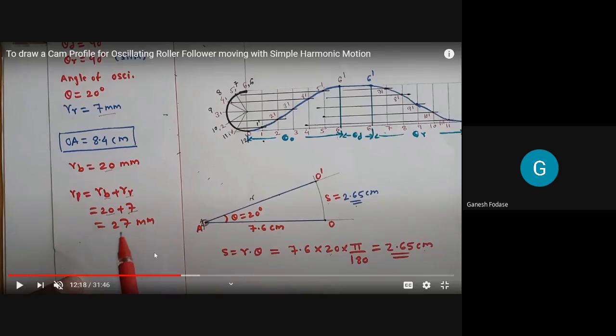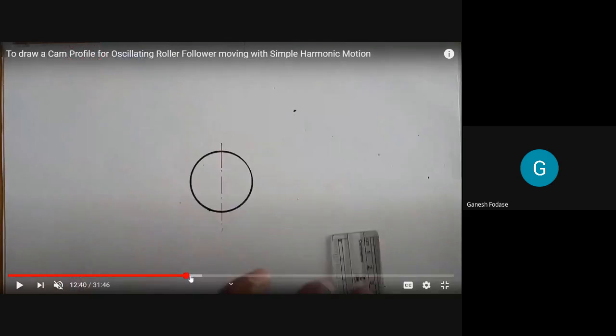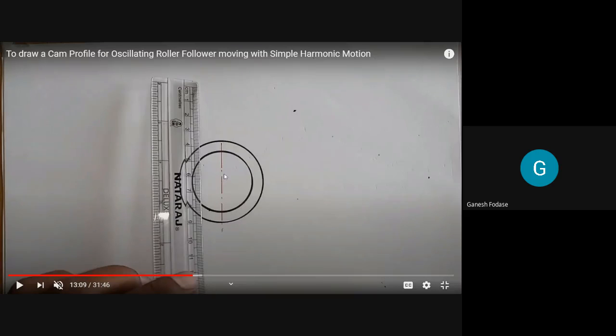I think in the last lecture also I told, someone asked me why to draw RB. I think Ashbin asked me. At that time I also told you, you can draw RP directly also, but try to draw RB as it gives you a clear idea about the cam profile drawing. So I drew these two circles. One circle is of radius 2 centimeter. The other one is 2.7. So this circle represents RB and the other circle represents RP, the prime circle.